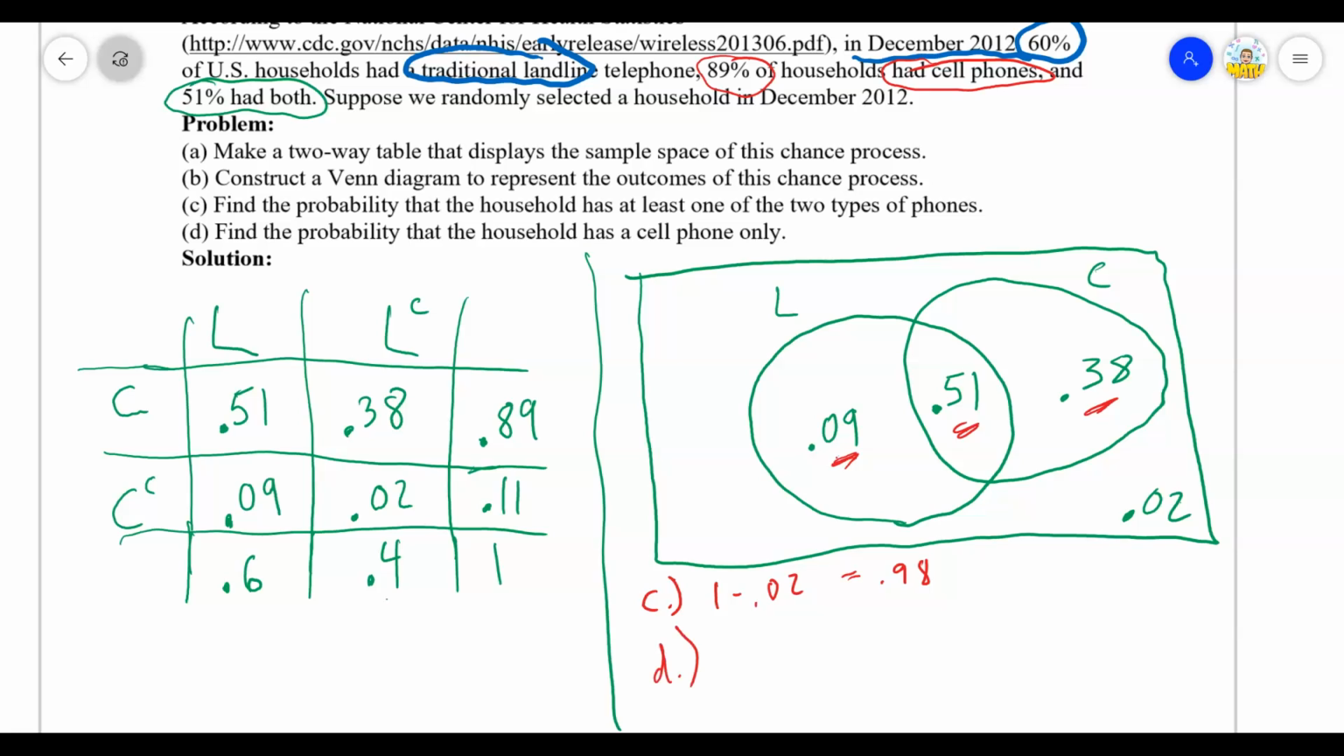Okay. Find the probability that the household has a cell phone only. So again, this is going to be really easy. They only have a cell phone right here. Okay. This is the overlap of landline and a cell phone. So I can get these values very easily out of that Venn diagram if I know what the letters stand for.